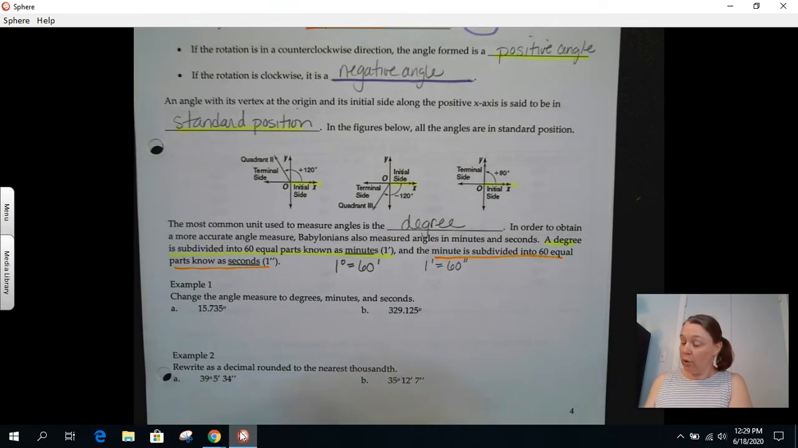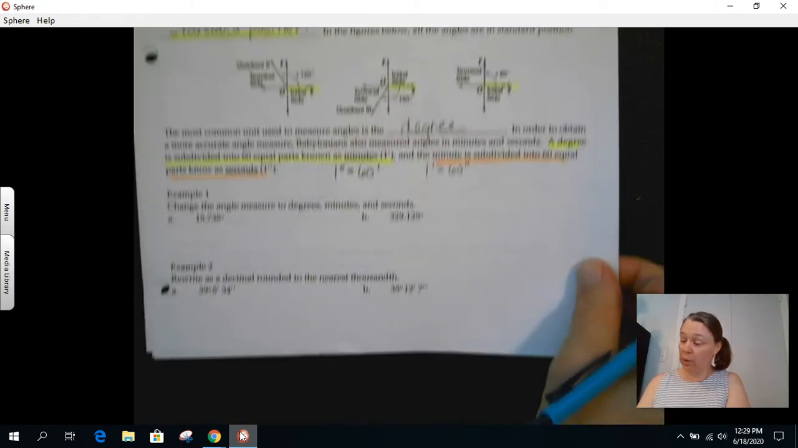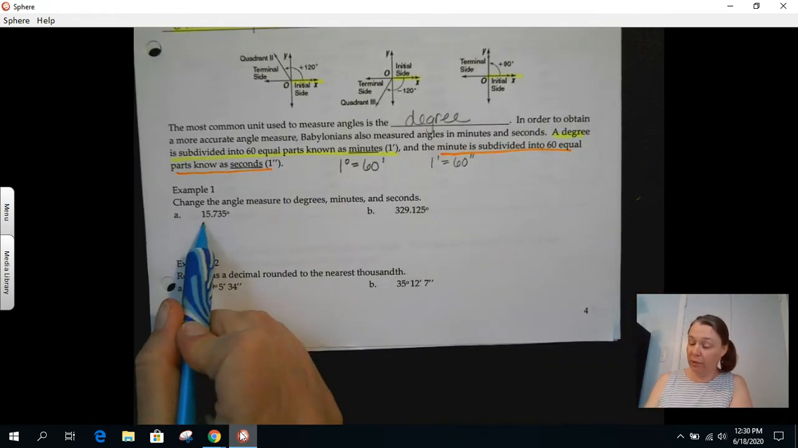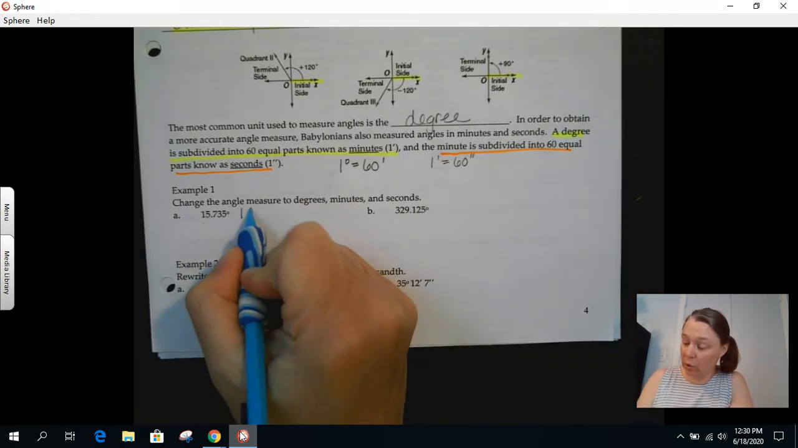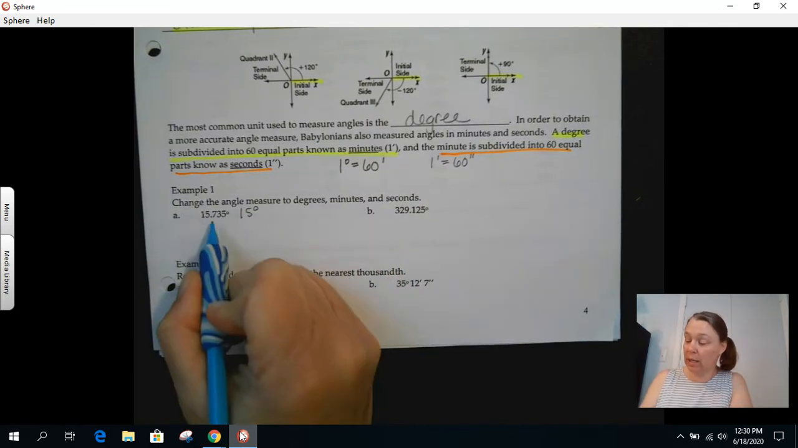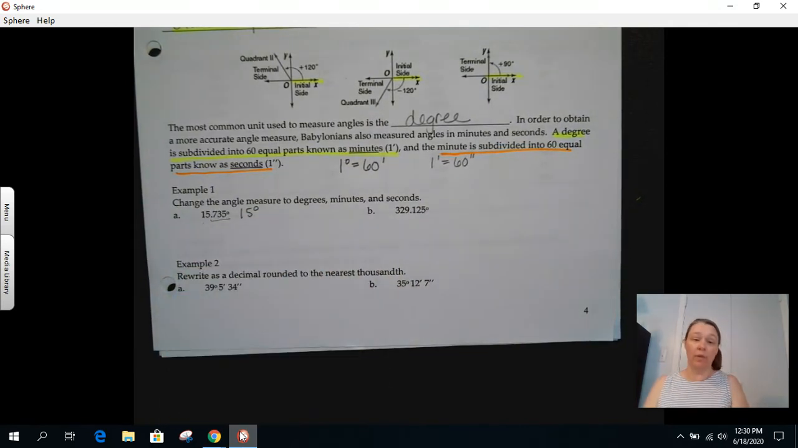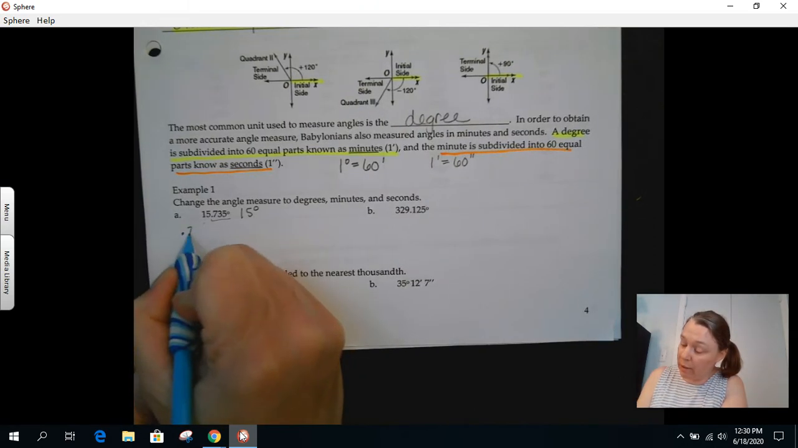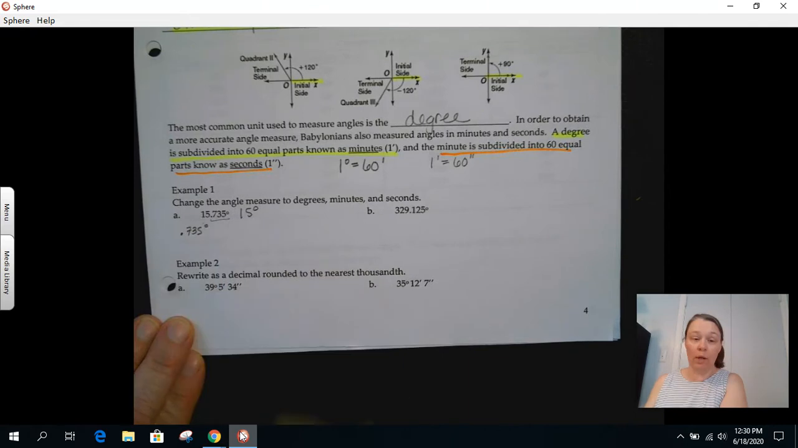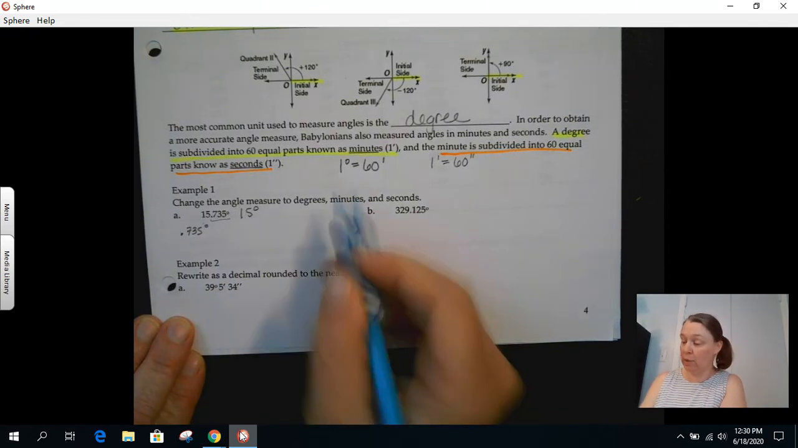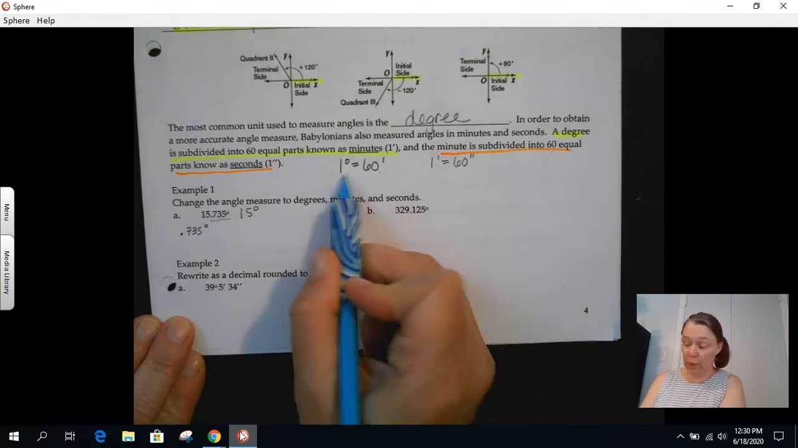So the first thing we want to do is change these angle measures into degrees, minutes, seconds. So in this first one in part A, we have 15 full degrees. Okay, so we have the 15 degrees. And what I want to do is take this 0.735, so 735 thousandths, and convert that first into minutes. I want to find out how many minutes that is. So if this is 0.735 and it's degrees, I want to convert from degrees to minutes. So I'm going to use this conversion relating degrees and minutes.